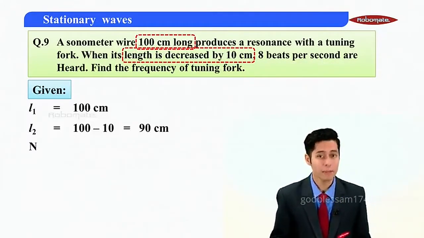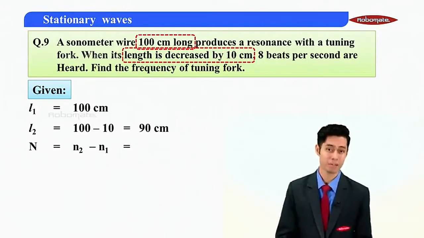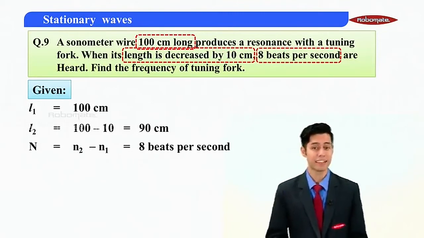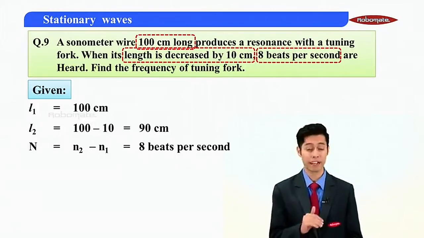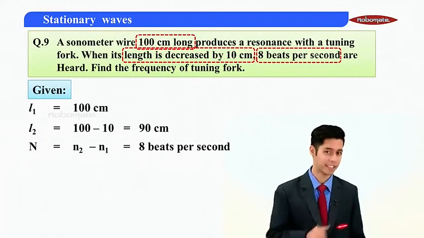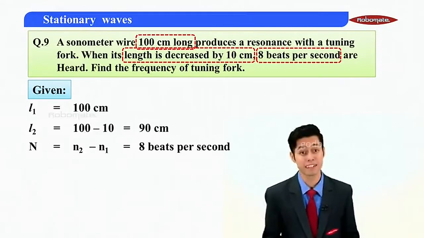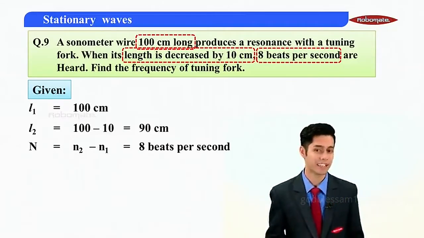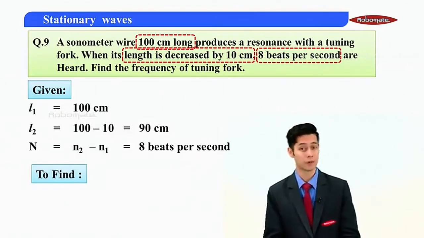And how many beats per second are heard? It is 8 beats per second are heard. That means the difference in the frequency is 8 beats per second. That is N2 minus N1 is equal to 8 beats per second. Now many students must be wondering why it is not N1 minus N2 and why it is N2 minus N1. Students, the simple reason is that because N2 is greater than N1, and that is why N2 minus N1 is 8 beats per second. Now you need to find out the frequency of the tuning fork.